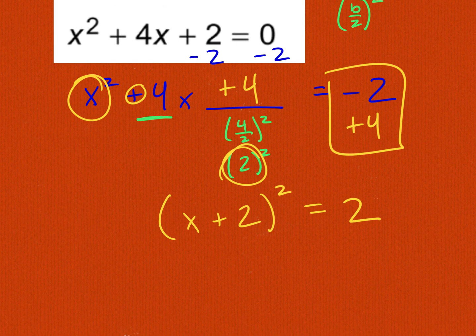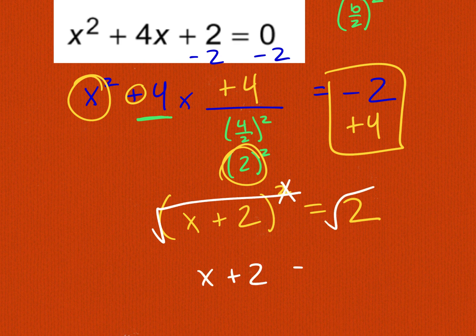What do I do next to solve? Square root. So it cancels. So x plus 2 is equal to? Plus or minus. Plus or minus what? Just square root of 2. Because 2 is not a perfect square. We don't have two numbers that multiply to give us 2, so we just leave it like that.